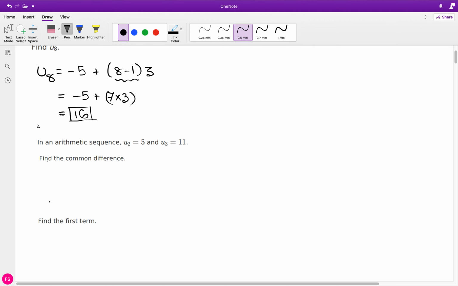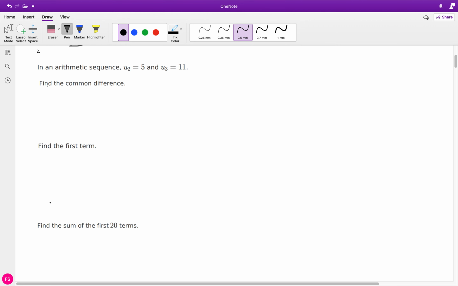Then we move to the next question, number 2. This is also an arithmetic sequence, but we have the second term and the third term this time. We have to find the common difference. I don't know what the first term is, so I will just write it like this. But this is easy because you can just take one term and subtract the previous number to get the common difference, which is going to be 11 minus 5. This equals 6.